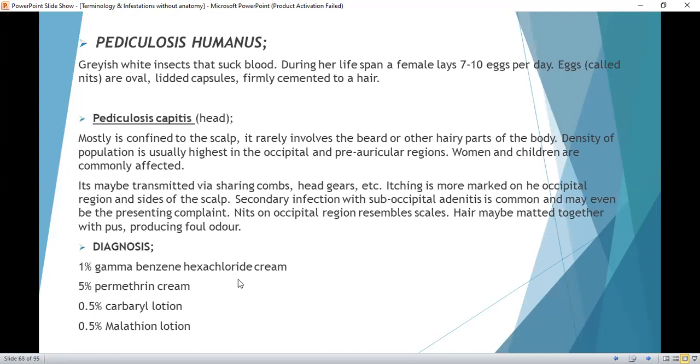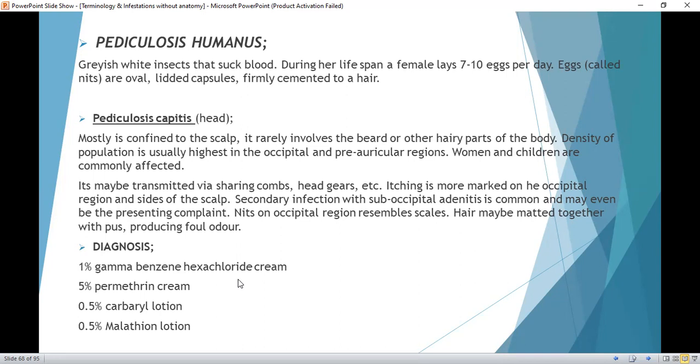Pediculosis hominis is a grayish-white insect that sucks blood. The female has a lifespan of 7 to 10 days and lays 7 to 10 eggs per day. Eggs are called nits. They are oval capsules firmly cemented to a hair. Most of you, especially the girls, may have gone through this phase of lice infestation. This is very common during school age because of the longer hair of the girls.